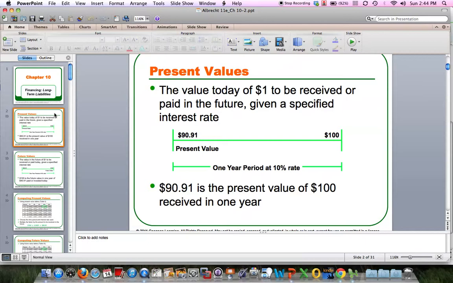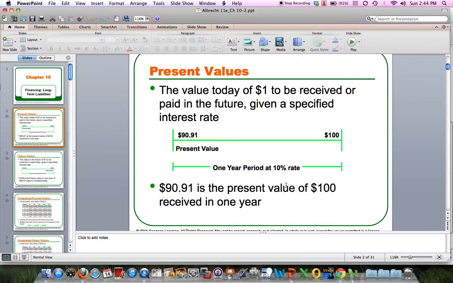In the example they've given us here, they're saying the value of a dollar today to be received or paid in the future at a specific interest rate is worth a different number a year from now. So if I want $100 a year from now, if I invested $90.91 and earned 10% on it, in a year it'd be worth $100. That's what they mean by the present value of the $100 received in 1 year. And of course, the variables there are the interest rate and the number of periods.